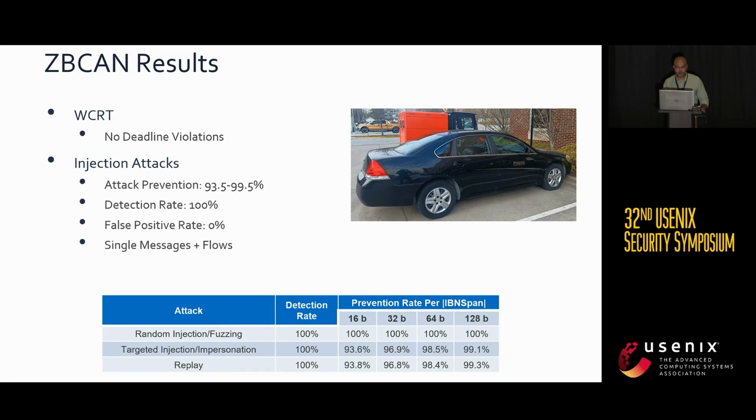So in terms of the worst-case delays, no messages whatsoever violated their timing deadlines, even the high-priority ones, proving the accuracy of our time model. In terms of attack prevention, we achieved rates ranging between 93.5 and 99.5 percent based on the ZBCAN setting. In terms of attack detection, however, we achieved a 100% attack detection rate and a 0% false positive rate for all types of injection attacks, and regardless of the ZBCAN setting.